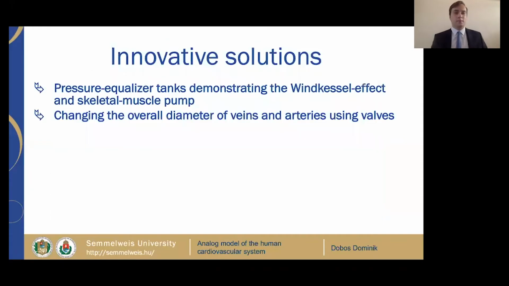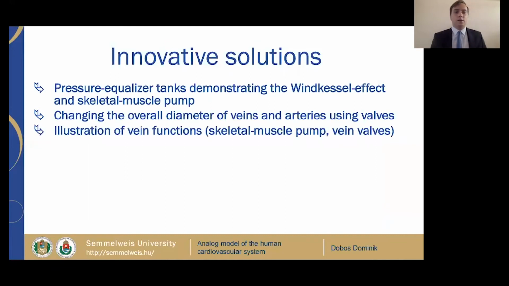And what other innovative solutions? For example, we can change the overall diameter of veins and arteries using valves. So we can open and close channels, and we can calculate the risk, and we can simulate the diseases and the physical laws. We can illustrate the vein functions. For example, the skeletal muscle pump with the pressure equalizer tanks, and we can simulate the vein valves.